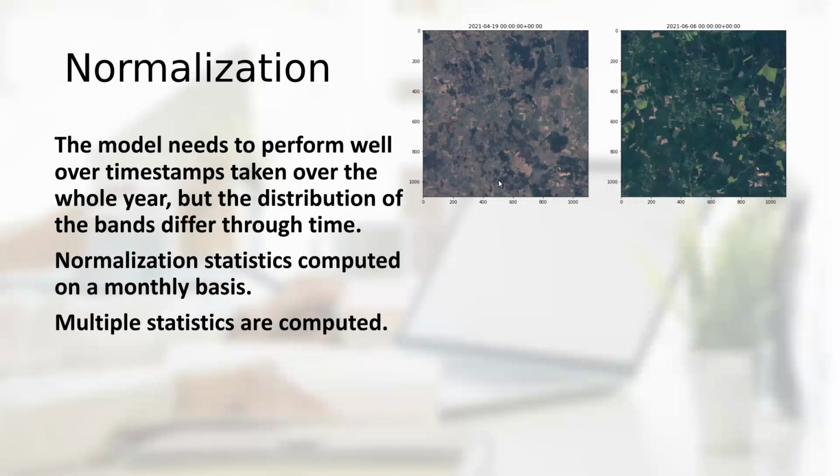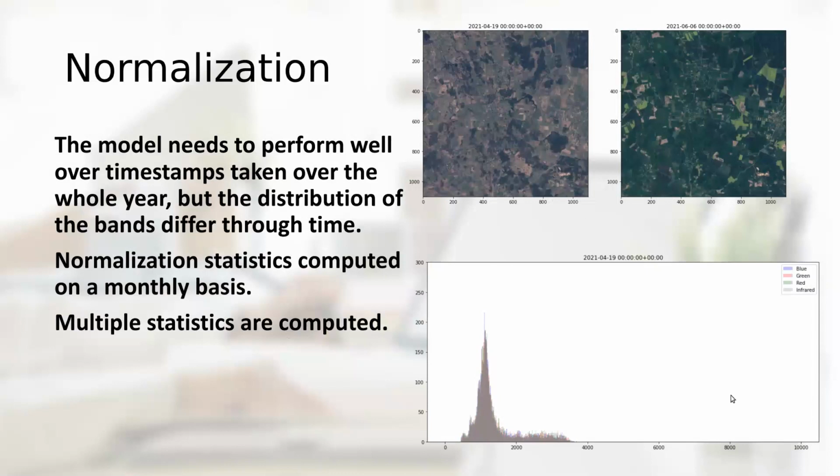If you look here at two examples, here is some satellite imagery over an area that was taken at end of April. And here is some imagery that was taken beginning of June, and you see that it's quite different. And also here, if you look at the distribution, this is the distribution of the first one and the distribution of the second one, it is quite clear that the distributions or the histograms are different. So the normalization for these two also needs to take this into account.